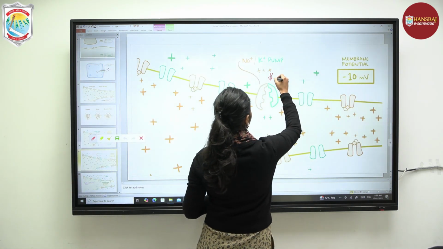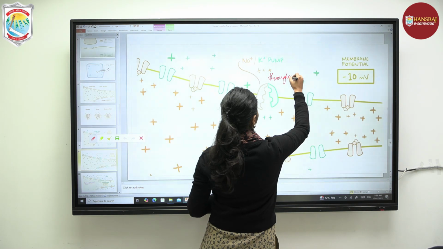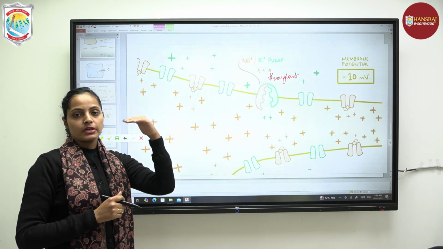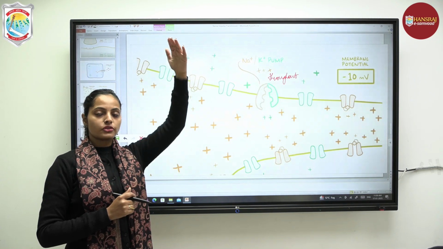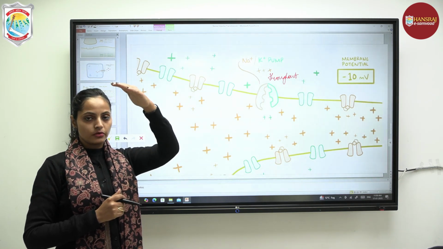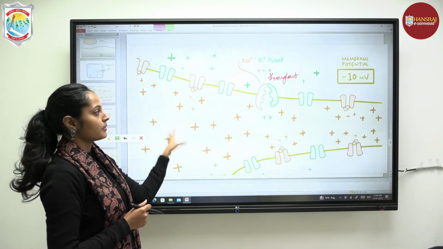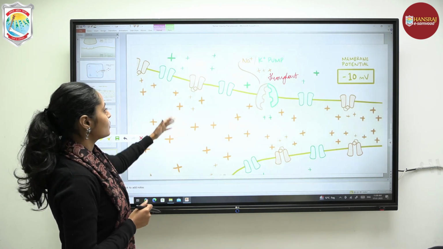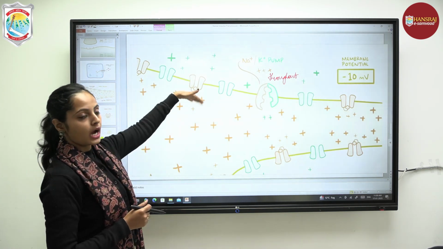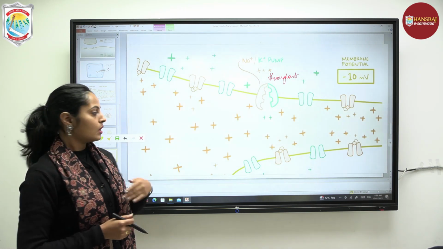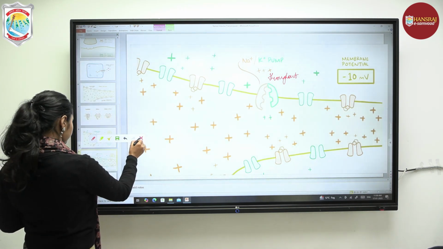It's working throughout. It will keep on working. So from resting membrane potential to threshold to action potential, then to repolarization and hyperpolarization, the sodium potassium pump would remain active throughout, and slowly positive will keep going out, and we will reach a state from repolarization to hyperpolarization.